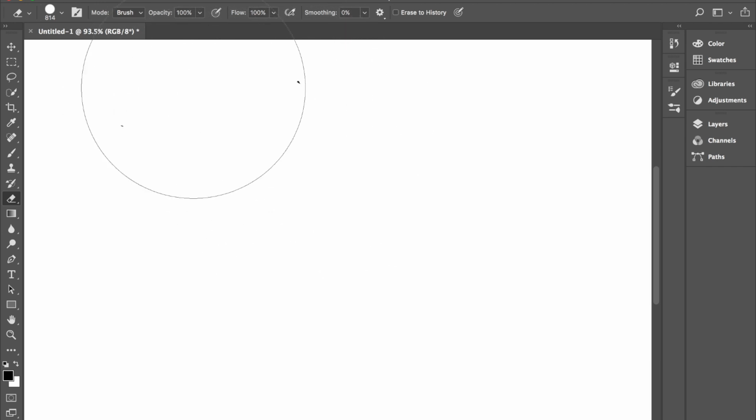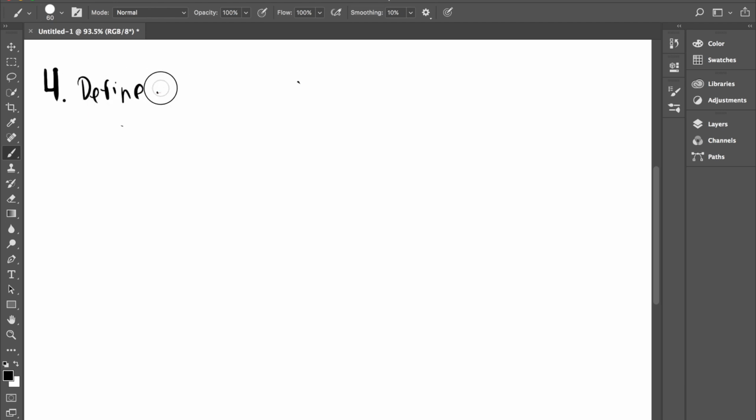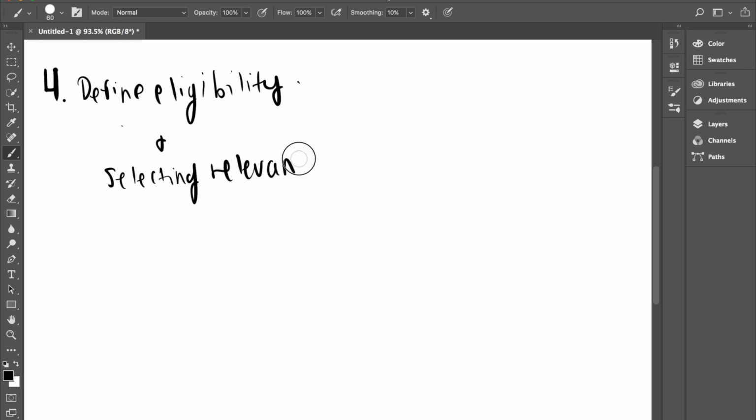So that brings us to the 4th step in conducting a systematic review. So we've now talked about conducting a literature search and how we know whether or not that literature search was actually exhaustive. The 4th step we want to take is to define the eligibility criteria of our studies. And we want to make sure that we are selecting relevant studies. All right, and the way that we do this is we go through a screening phase.